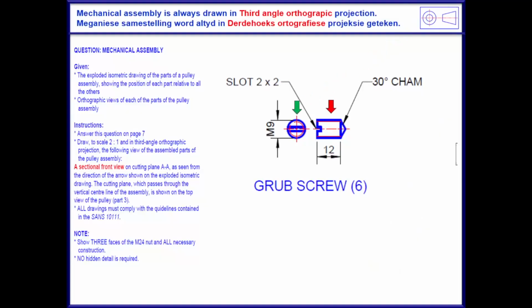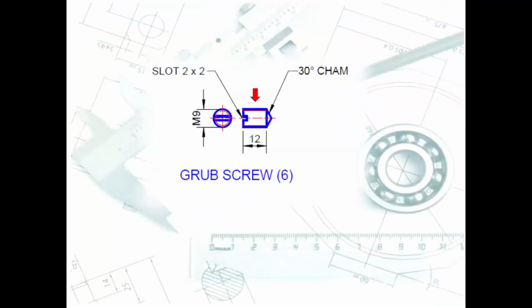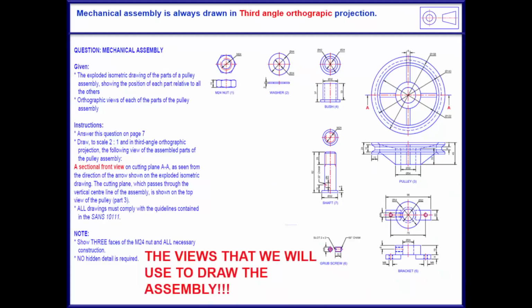So to get a better understanding of this, we can look at the exploded isometric drawing. They did stipulate that this will be the front view in the direction of the arrow, and looking at the grub screw from the same direction, it is clear that the front view is the one on the right hand side and the left view is the one on the left hand side. Just to emphasize that these are the views that we will use to draw the assembly.